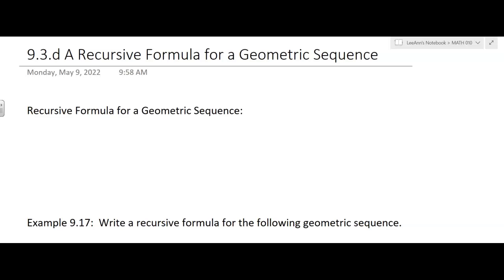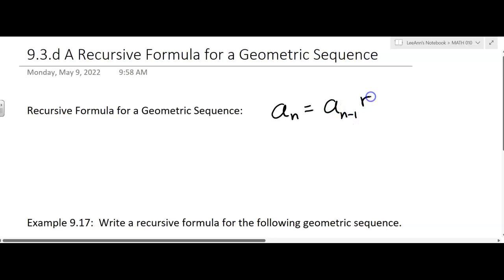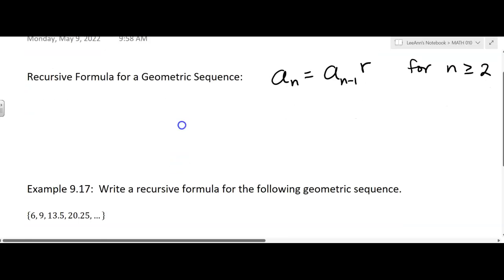Okay, so based on what we did in the last video and similar to what we did with arithmetic sequences, we can write a recursive formula for a geometric sequence. So if we want to find a term, a sub n, it's going to be equal to the previous term times r. And this is for n greater than or equal to 2. Okay? And that's what we were doing in the last video.